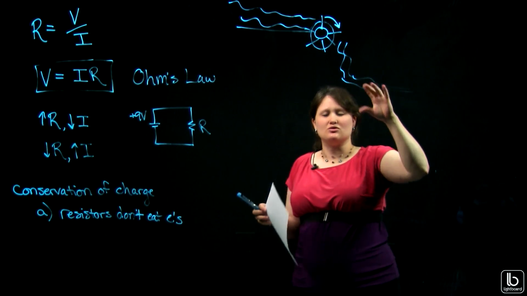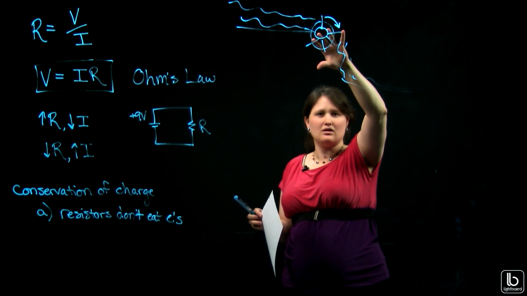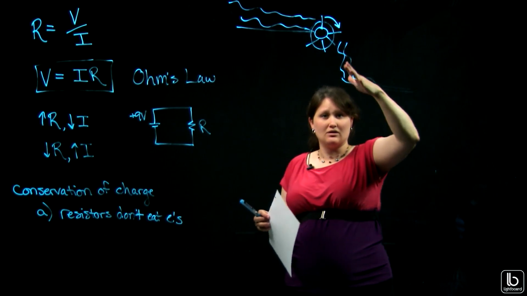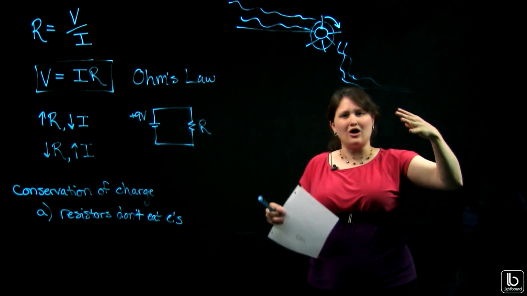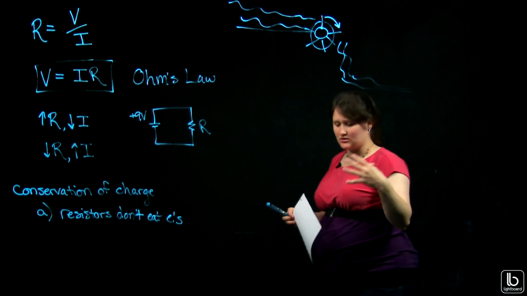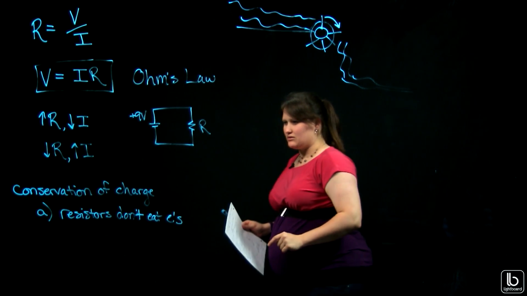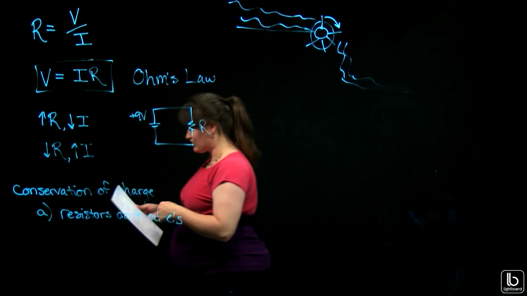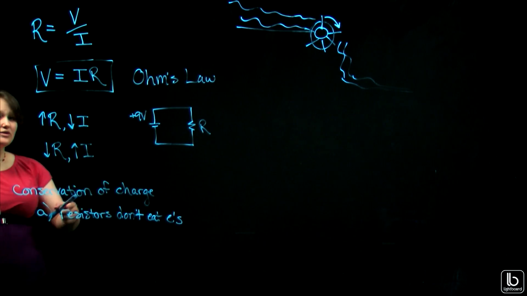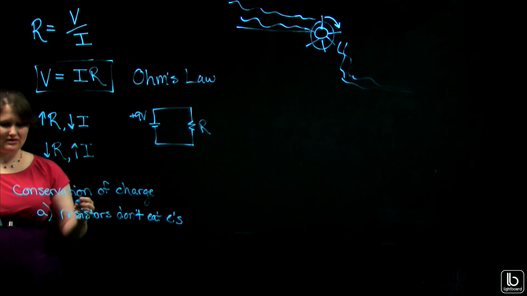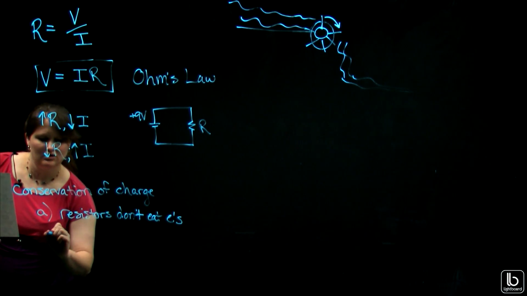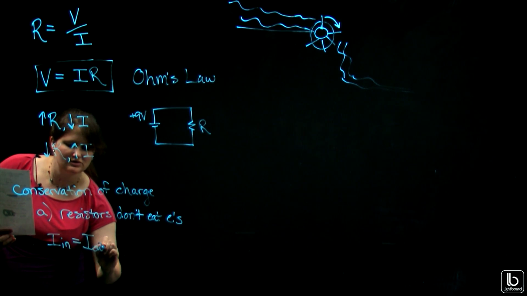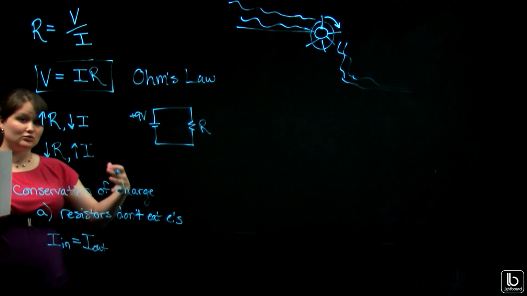That's what resistors do. You have current that comes in. The resistors take that energy out, but the electrons themselves continue to flow. So we haven't lost any charge in a resistor. That's what we mean here when we say that resistors don't eat electrons. So another way we can say this is that effectively current in equals current out for an individual resistor.